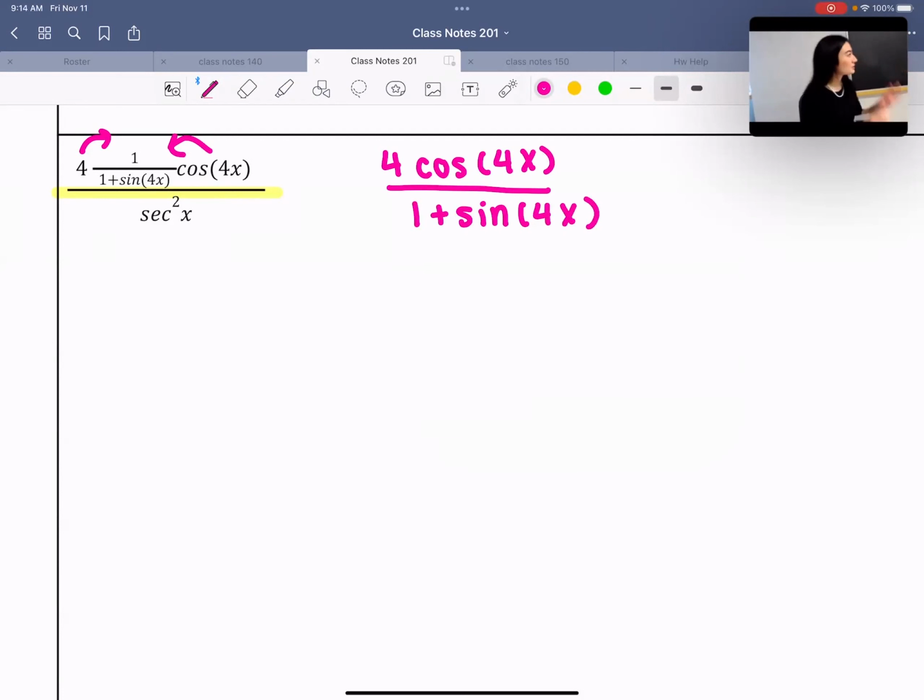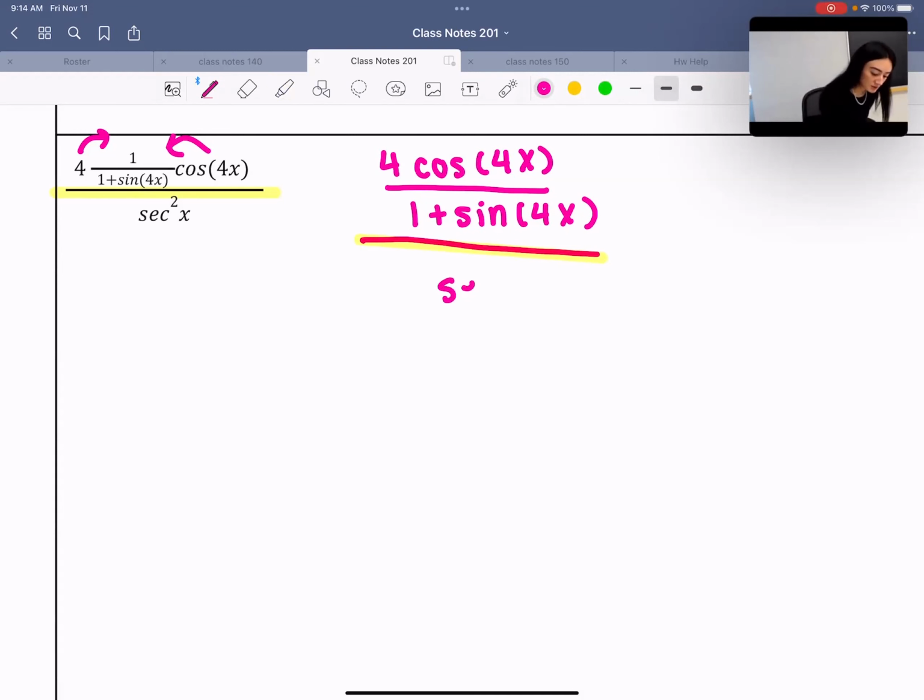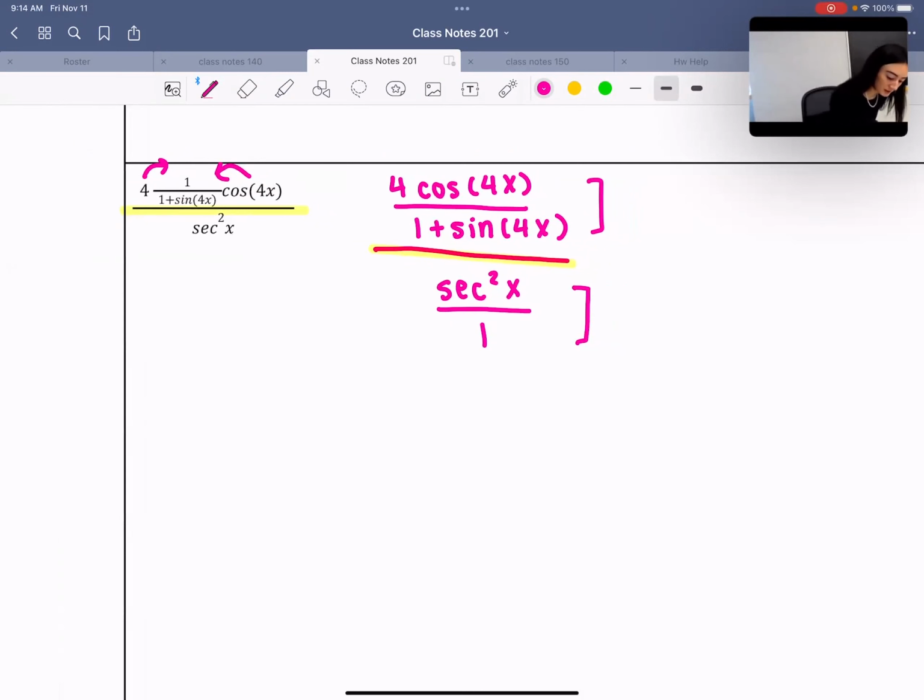Now this is still over something, so let me highlight the big fraction that came from the last step. Secant squared isn't a fraction, and I'm not going to use a trig identity because that just makes things more complicated. But isn't secant squared just secant squared over 1? I can do that. Now I have one big fraction over another big fraction, and I can do the keep, change, flip thing again. So I can keep the first fraction the same. I know it's a lot of writing.